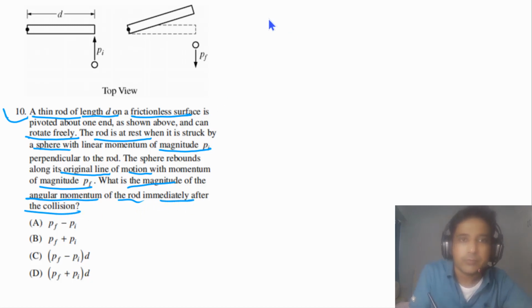So in this case, first of all, we can write down angular momentum. Angular momentum is equal to r cross p.